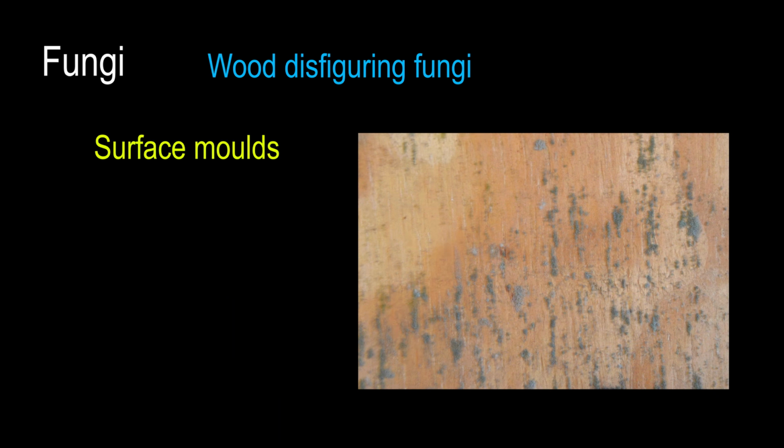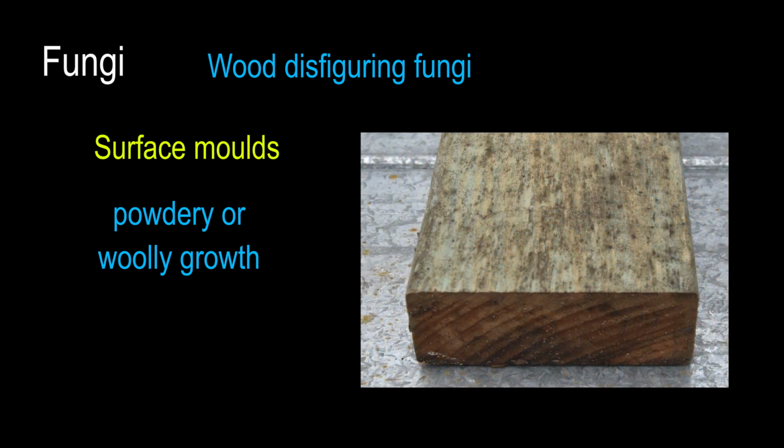Surface molds produce a powdery or woolly growth on the surface of the timber. Some surface molds will even grow on top of preservative-treated timber, particularly when the timber is covered by dust, which helps to trap moisture.